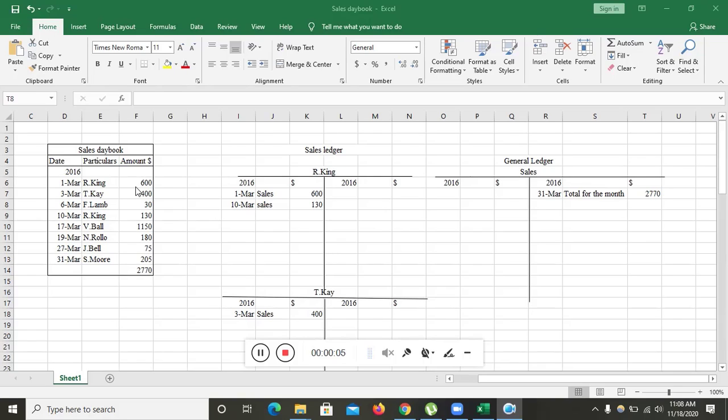The sales cycle would continue as I have discussed it in the class. That is, first we will start with the sales invoice, then we will start with the sales daybook. Then after the daybook, sales ledgers will be made, and after sales ledger, general ledger would be made. I am solving the first question of the sales daybook, the chapter from the Frankfurt book.